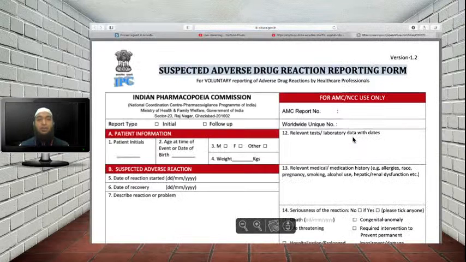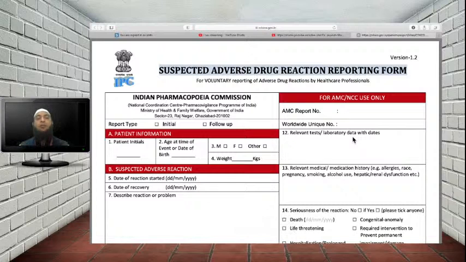Now in addition to that, we'll see the standard format for adverse drug reaction reporting. This format is available on the CDSCO website and it is generally given by the Indian Pharmacopoeia Commission. You can see here there are two important terms: one is the AMC, and the second one is the NCC. Now try to understand what AMC and NCC are first, before going into the format.